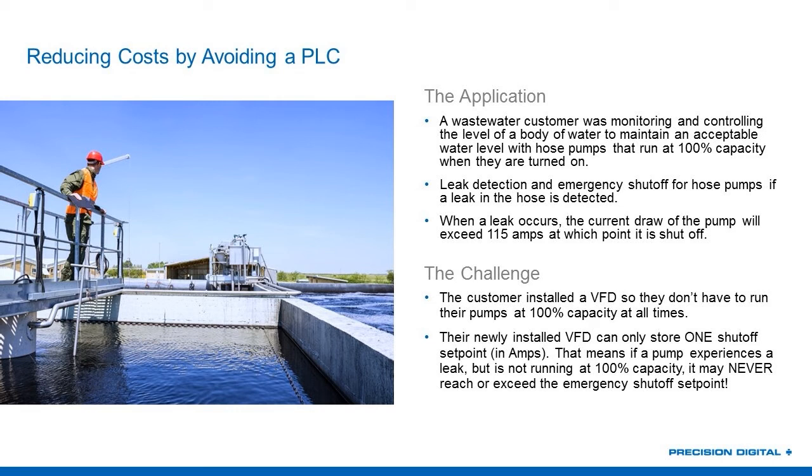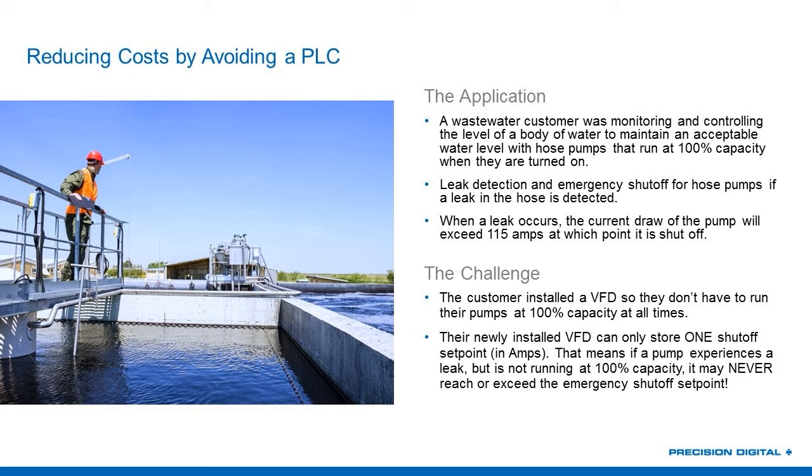So this was a wastewater customer, and they were monitoring and controlling the level of a body of water. And they were controlling these with hose pumps. Now, the hose pumps were just controlled with an on-off relay, okay? So when the pumps were called on to drain out, they would run at 100% capacity all the time.